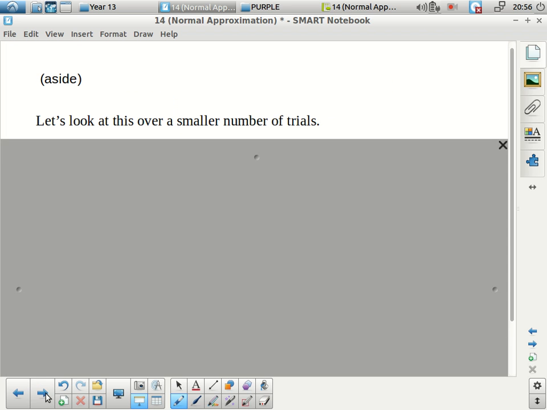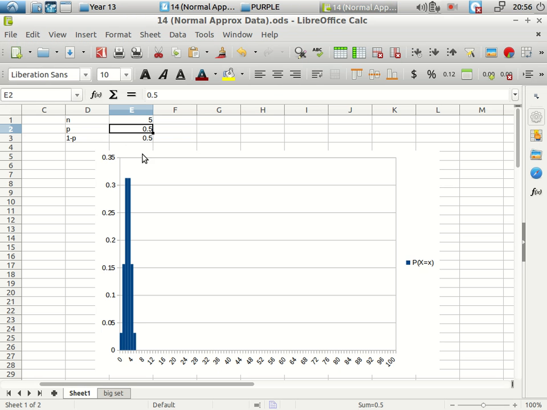Okay, so we're going to do a little aside here. To show where we're going with this, we're going to think about what would happen with a small number of trials, where we could actually sit down and calculate it and make it work. So what I'm going to show you here is a spreadsheet I've drawn up. This is for the situation with 5 trials.